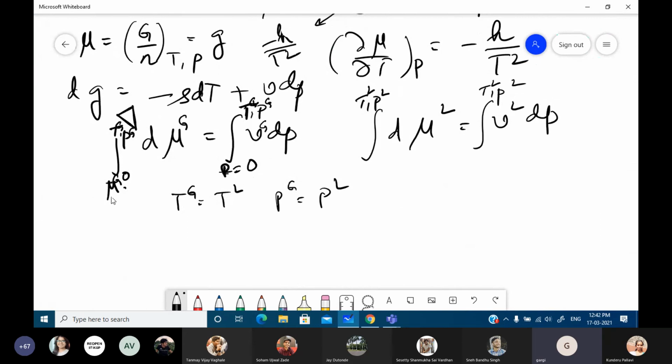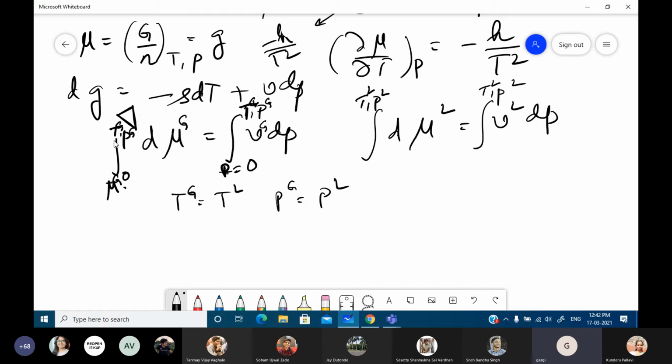Okay, for the time being, we have no way of finding out mu G 0. We do not know what will be the mu G for an ideal gas state. But the problem is, if we do not know the lower limit, then we cannot evaluate this. And this tells you the most important thing of thermodynamics.